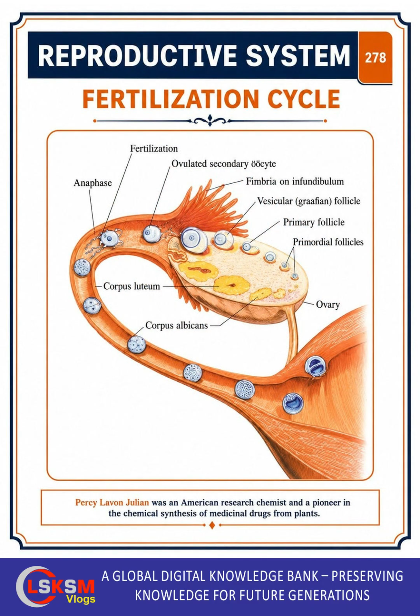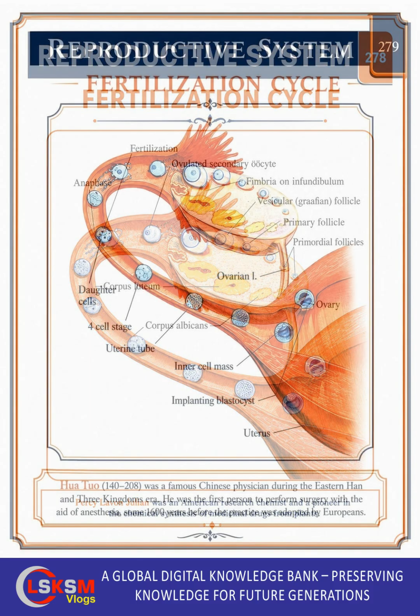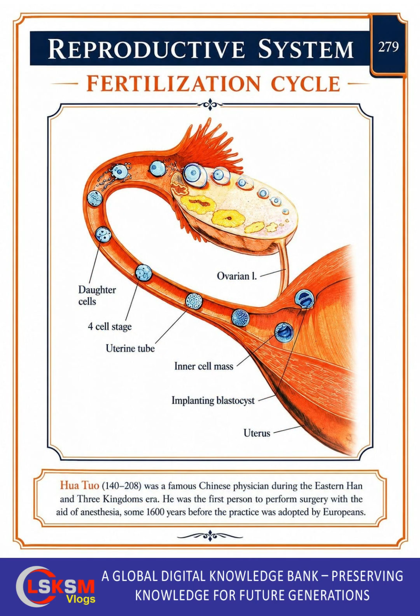Fertilization cycle, illustrates the process in which a sperm fertilizes an ovum. It marks the beginning of human development. Shows the early stages following fertilization as the embryo begins to develop. It explains the first steps toward pregnancy.